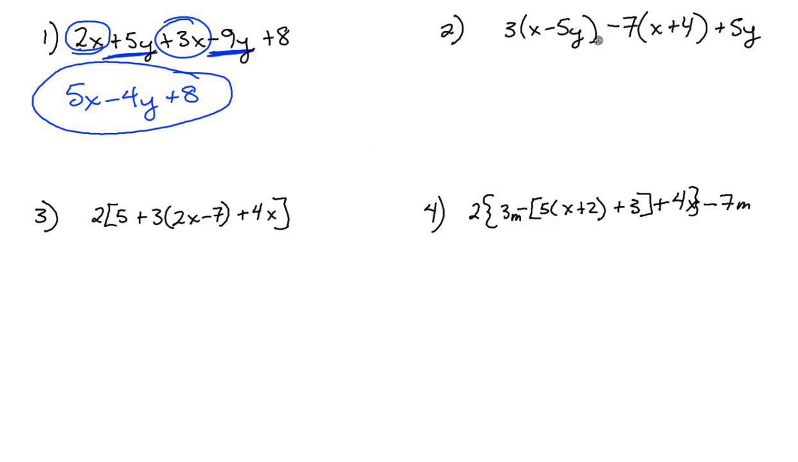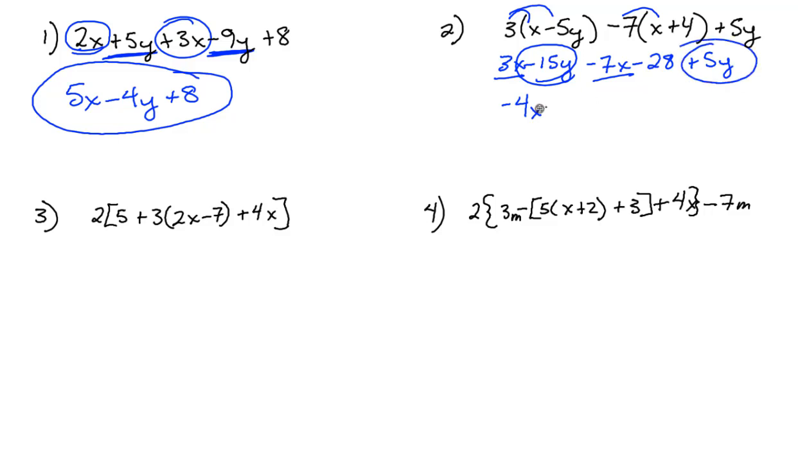Number 2. Ooh, this one looks bad. Yeah, we got parentheses all over the place. So let's distribute. So we get 3x minus 15y. Over here we get minus 7x minus 28 and then plus 5y. Alrighty, let's combine like terms. We have a 3x and a minus 7x and we get negative 4x. Minus 15y plus 5y, that's minus 10y. And then this guy's all by himself right here, minus 28. Be sure you keep those signs with it.